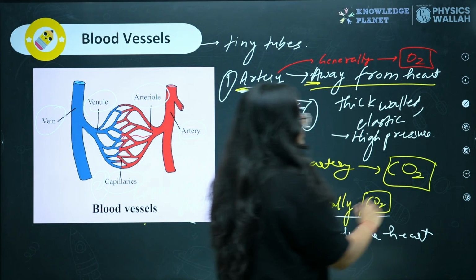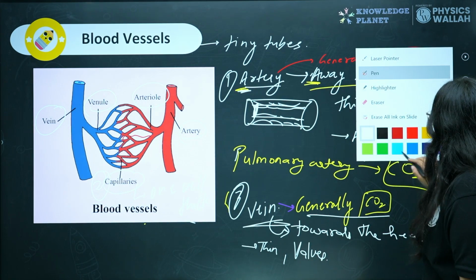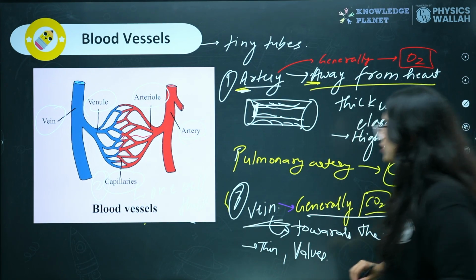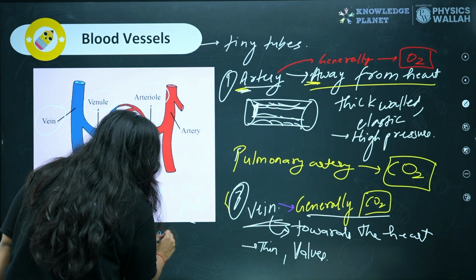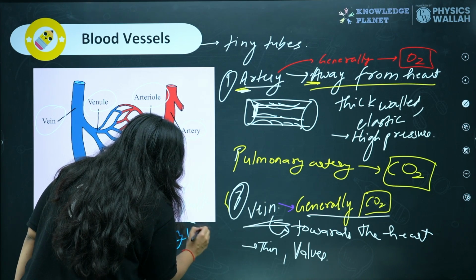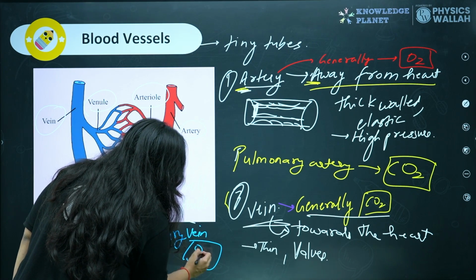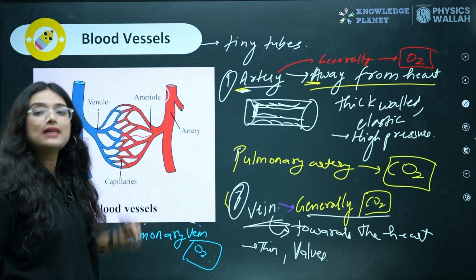And which is the exception? Let's talk about the exception. We have the pulmonary vein. This pulmonary vein carries oxygenated blood, because it's an exception.